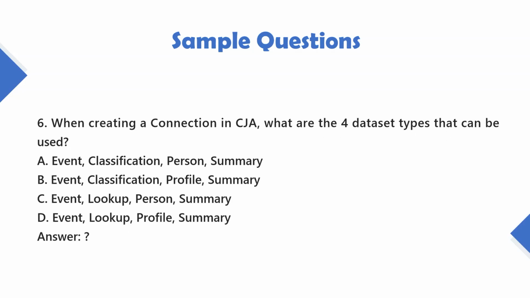6. When creating a connection in CJA, what are the 4 dataset types that can be used? A. Event, classification, person, summary. B. Event, classification, profile, summary. C. Event, lookup, person, summary. D. Event, lookup, profile, summary.